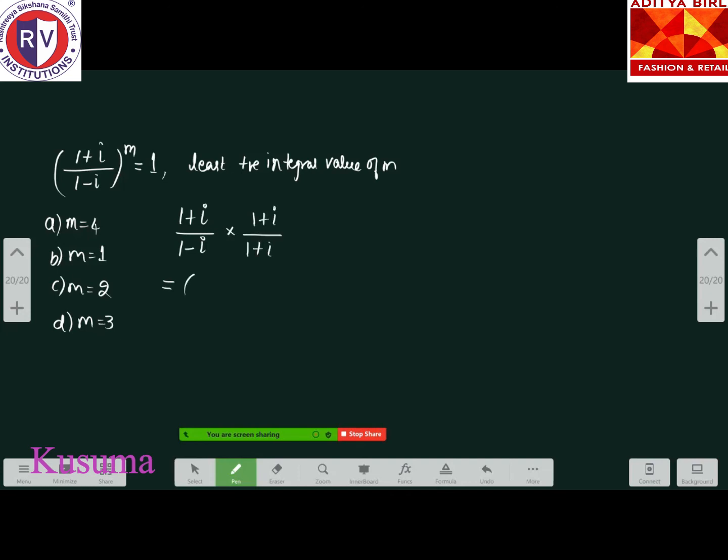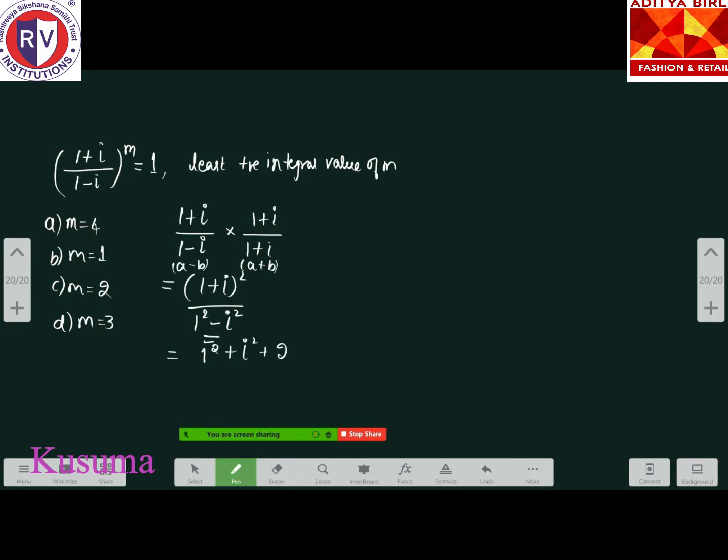So in the numerator it will be (1 plus i) whole square, and in the denominator it will be 1 square minus i square. You know how you got this? This is of the form a minus b into a plus b. That will give us a square minus b square. And further, i square is equal to minus 1. So let us expand the numerator.